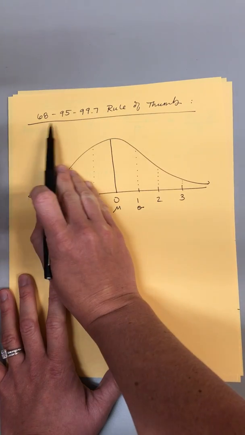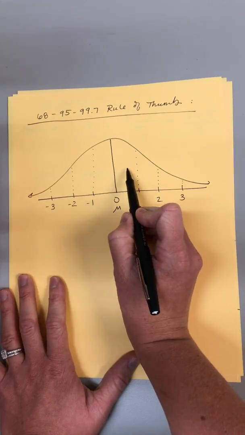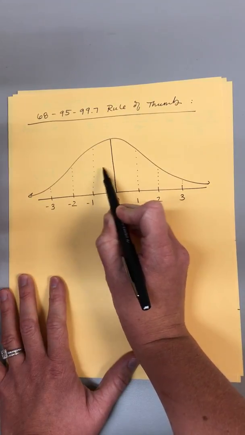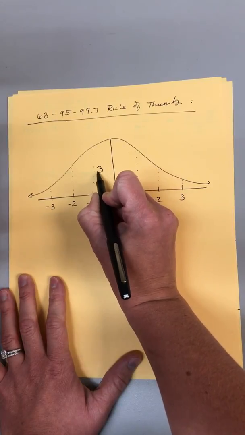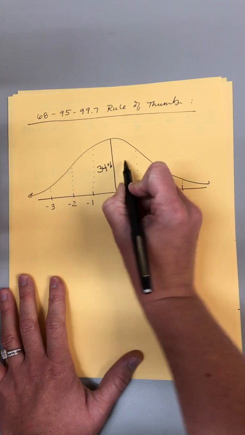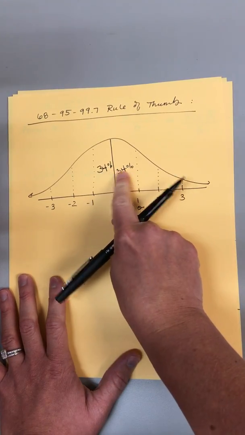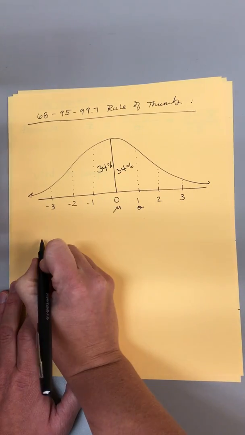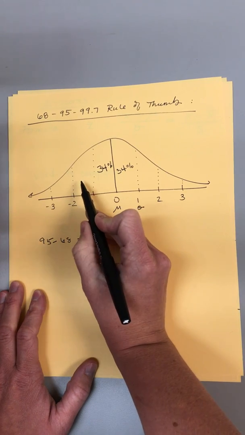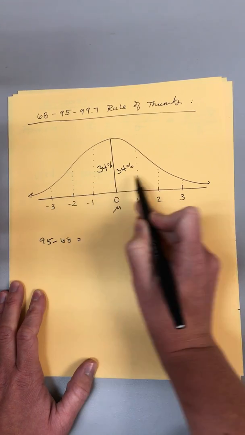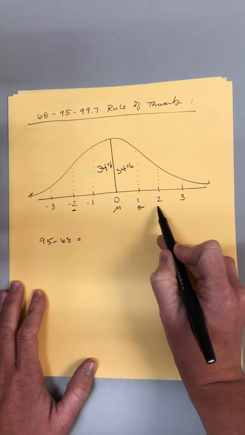So if 68% is within one deviation, then that gets split up equally in these two sections. So 68, if you divide it in half, would be 34% here and 34% here. And now I've used 68%. So if I take 95, I subtract 68, this is the percent that will be left to use in these two sections that make up in total 2 deviations away from the mean.